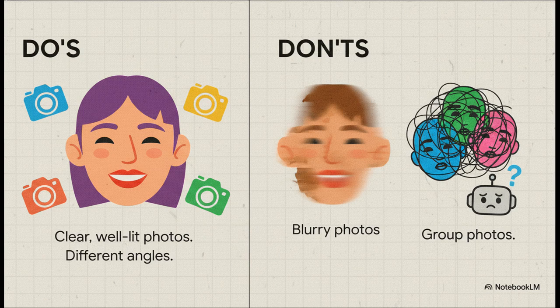On the flip side, you definitely don't want to use blurry or heavily filtered images because that just corrupts the data. And please do not use group photos or pictures where your face is hidden by glasses or shadows. If you feed the AI confusing data, it won't know exactly which features to isolate, and that completely ruins the likeness in your final output.